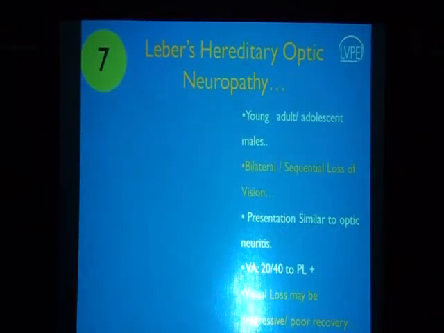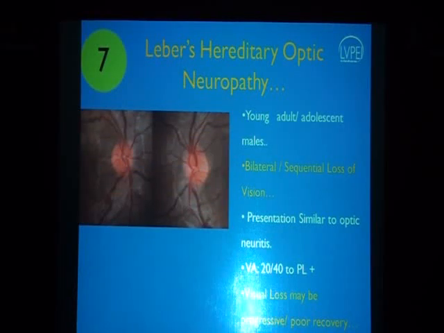Another cause of possible unilateral disc edema can be Leber's hereditary optic neuropathy. In these patients, it's actually a mitochondrial disease that affects the nerve function. Usually there is a sequential involvement of the optic nerve, so we see it as a unilateral disc edema more often than bilateral. But sometimes it can have a bilateral onset.